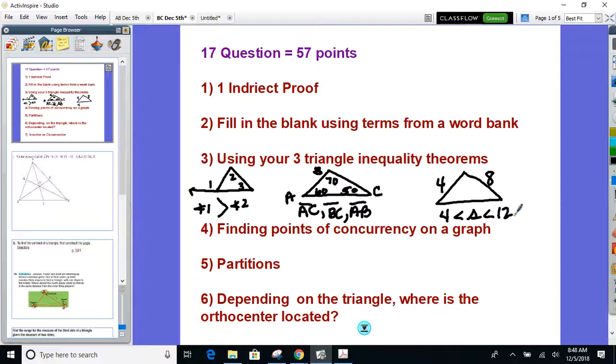I am going to graph a triangle for you and ask, where's the circumcenter, where's the orthocenter, etc. So I'll graph a triangle and ask you where those points of concurrency are. Partitions, I don't know what else to tell you there. It'll be on there, just like your quiz.